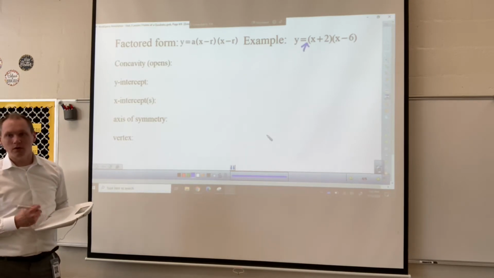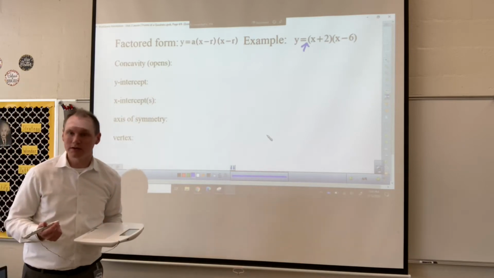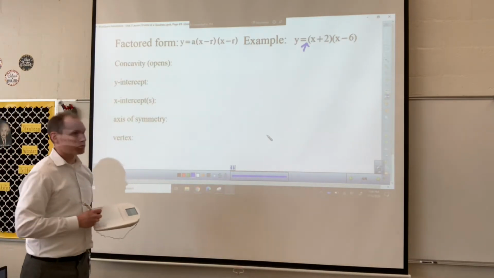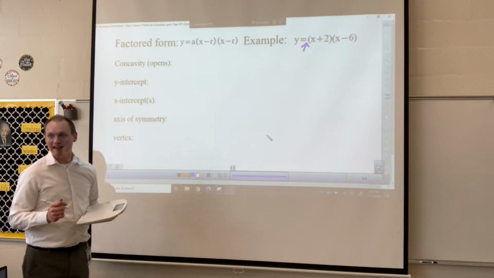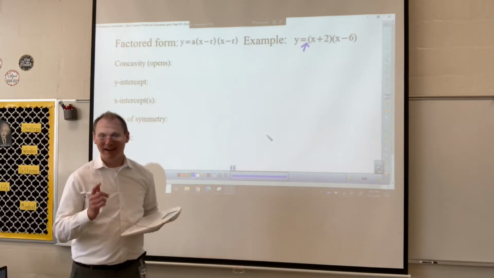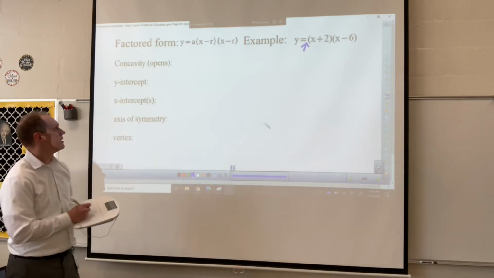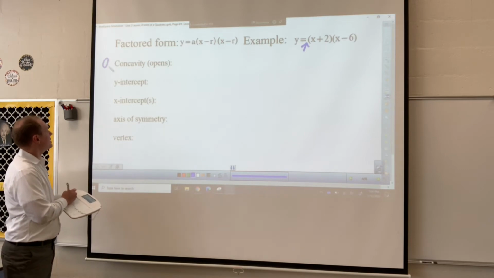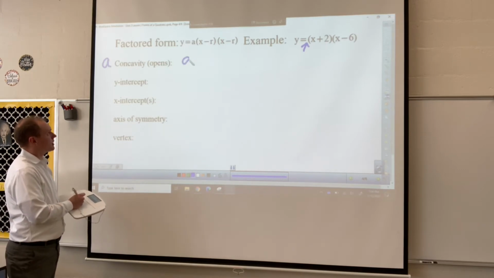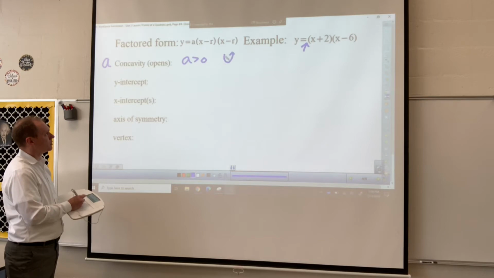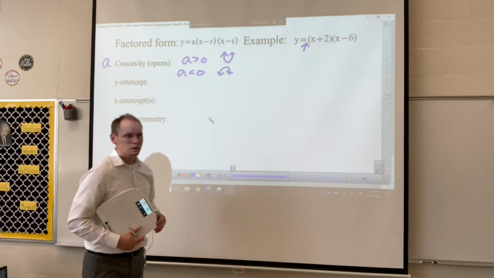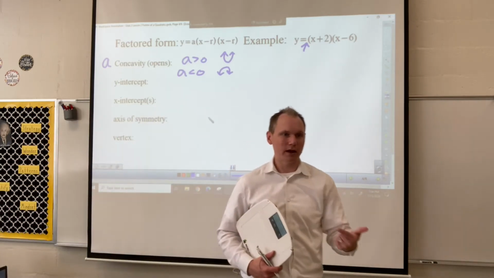Positive 1. It really doesn't matter what it is as long as it's positive, because that's going to tell us what again? What does A tell us? If it opens up or down, the concavity. So again, same thing here. A tells us the concavity. If A is positive, we open up. If A is negative, it opens down. So we can tell concavity both with standard and factored form.